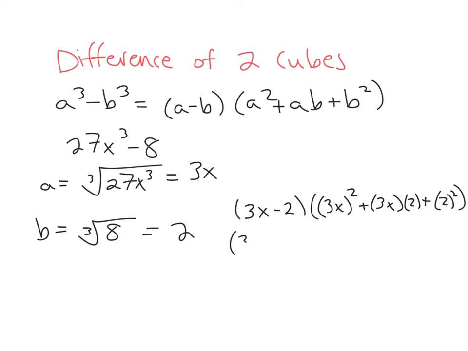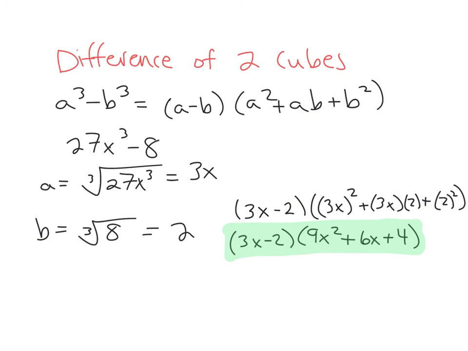So I have 3x minus 2. Now, 3 squared is 9, and then x squared. And then I have my 3x times 2, that's a 6x, and then 2 squared is 4. And so right there, ladies and gentlemen, is the answer to this example. Now, there's nothing to add to the very end of it because we didn't factor anything out. So this one's good to go.